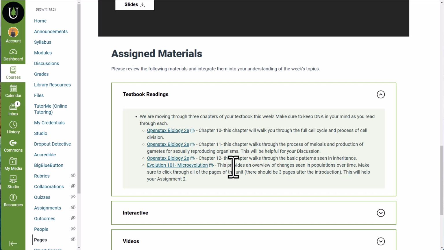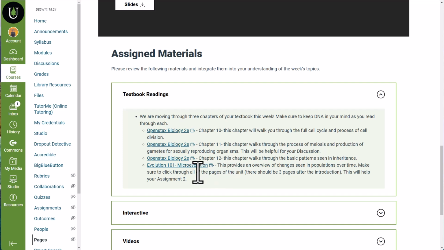Chapter 12 will look at basic patterns of inheritance. When we create egg and sperm and then we cause fertilization, what we want to understand is how this new individual's traits will be a reflection of the parent's traits, and that's what we're looking at in inheritance.